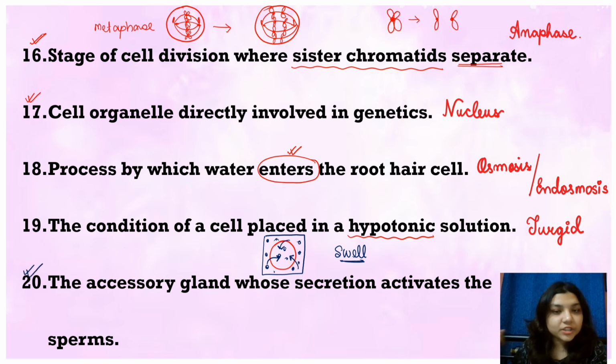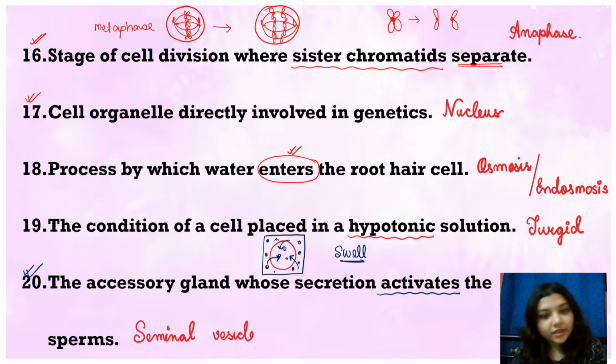And last for this set, 20, the accessory gland whose secretion activates the sperm. This is going to be the seminal vesicle. Okay. So I guess we are all good with the first 20 name the following or one word answers that we have practiced today.